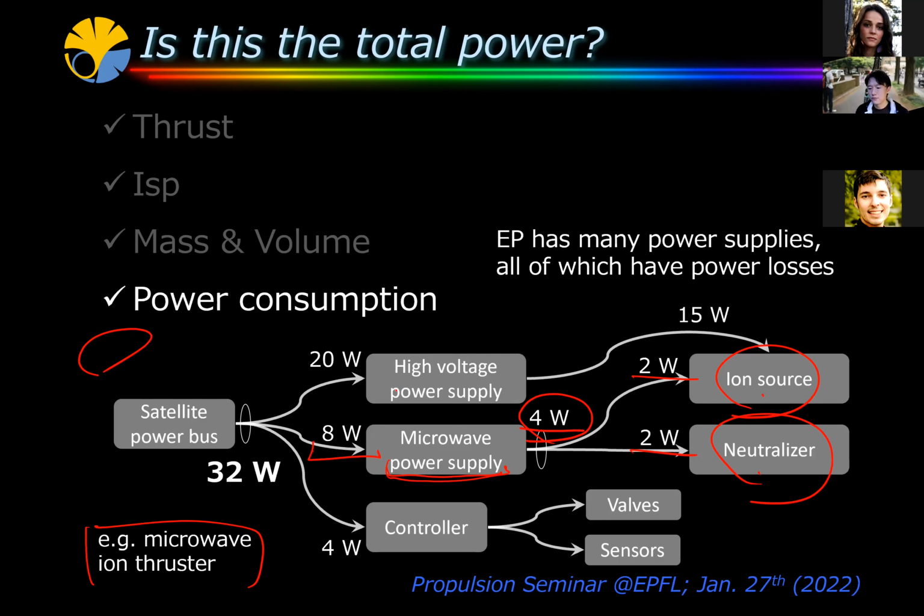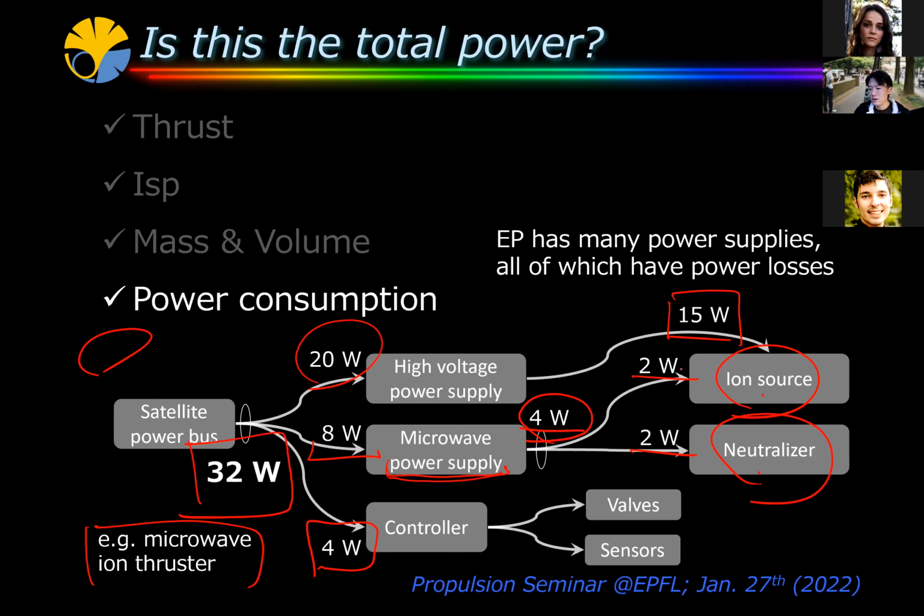So there's a difference. Also, for an ion thruster, we need a high voltage power input to accelerate ions. In this example, this might be 15 watts, but the input for the power supply may be 20 watts. And also we need power for the controller. Usually this kind of tiny power for the controller can be negligible for a standard size propulsion system. However, in the case of micropropulsion, this is not negligible. So we have to consider these powers. And in this example, the total power is 32 watts.